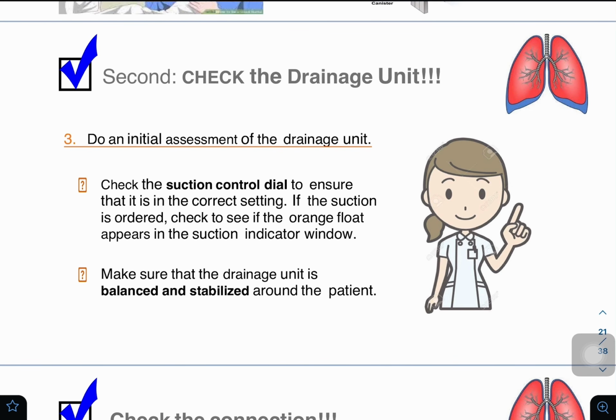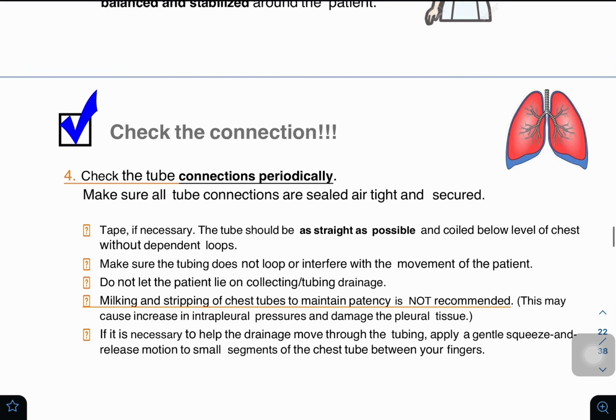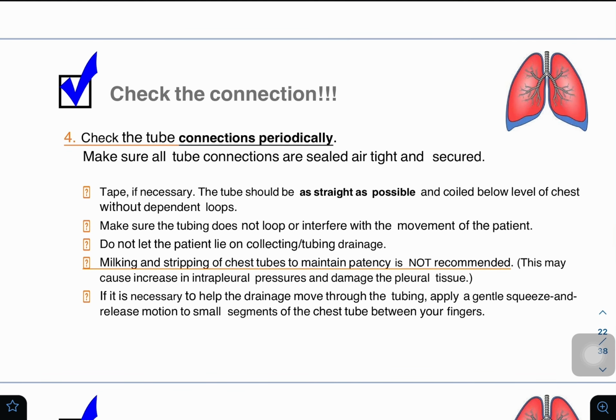Check the suction control unit to see if it's working properly or not. Make sure the drainage unit is stabilized and balanced around the patient, because it is very important. It could lead to faults not only to the patient but to the suction unit as well, and to other patients as well. Check the tube connections periodically.